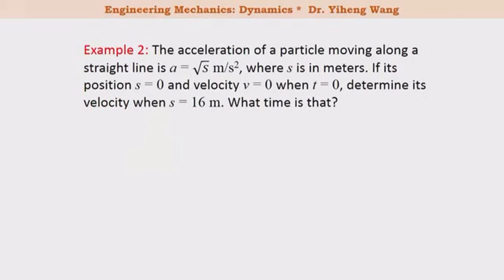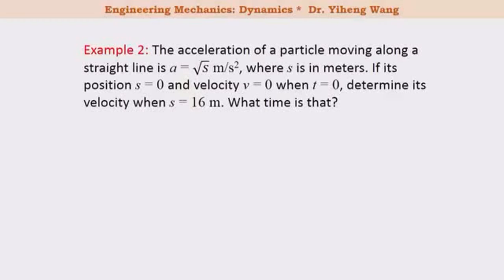Let's look at another example. In this problem, acceleration is given, but not as a function of time. It is given as a function of position: a equals square root of s. And also, initially, both velocity and position of the particle are 0, and we need to determine the velocity and time when the position of the particle is 16 meters.